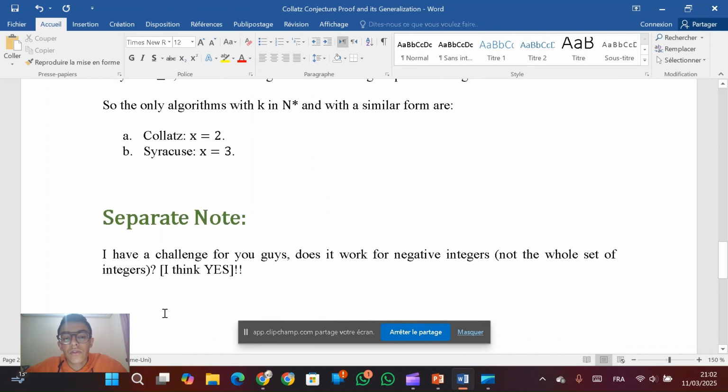And I have a challenge for you guys: it works for negative integers, probably and surely. But for the whole set, it's a real challenge. Anyways, I will defend it someday.